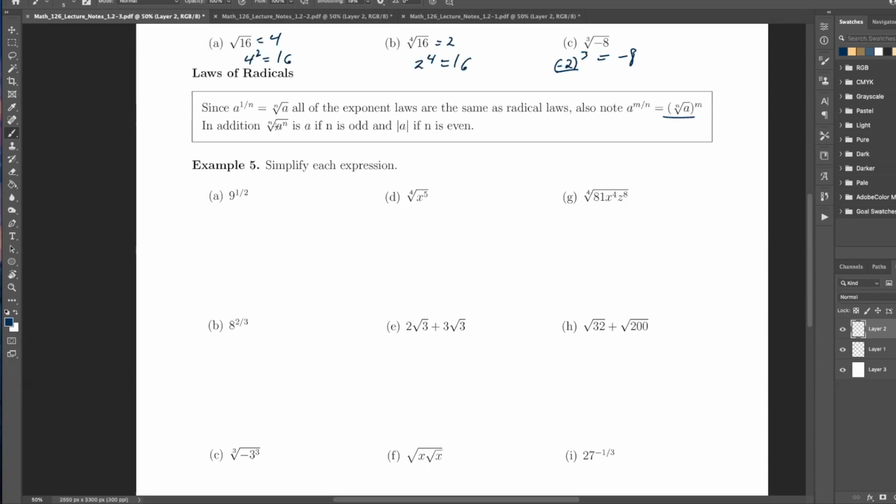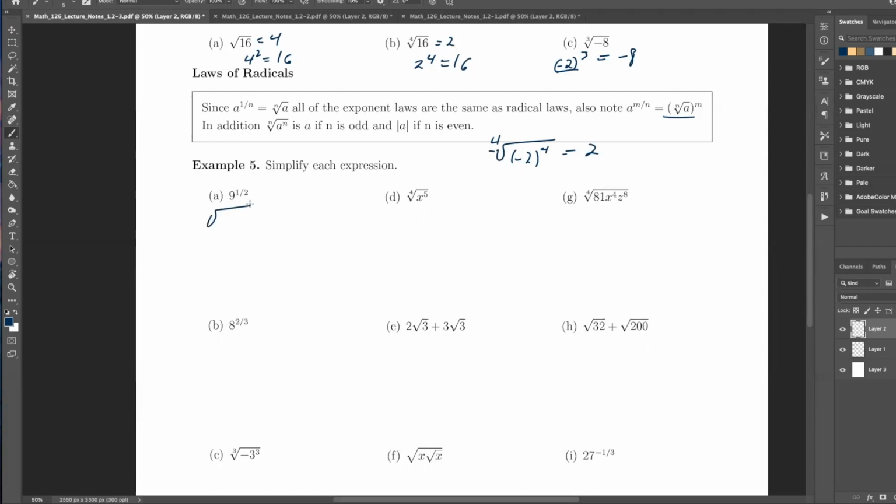So the nth root of a to the n is a, if n is odd, and it's the absolute value of a, if n is even. And the reason is here, if I took -2 to the 4th, and I took the 4th root of it, well, -2 to the 4th is 2, 4, 8, 16. So this is 16, right? And the 4th root of 16 is 2. So it ends up being the absolute value of that number.